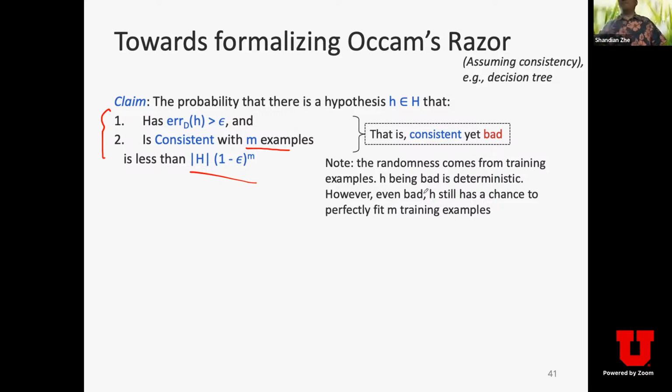Consistent means that if you use your H to predict the labels of these M examples, they're all correct. That means zero training error.